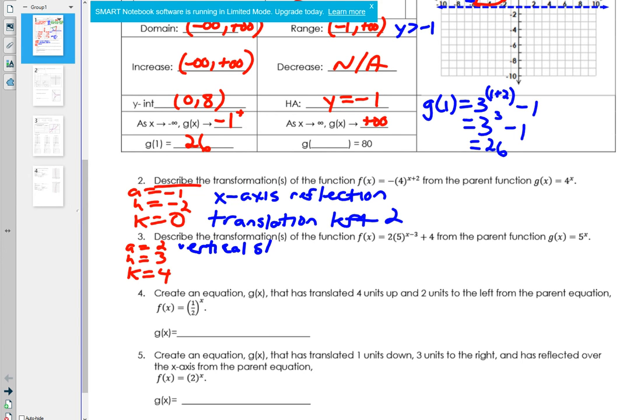Vertical stretch of 2. Sam, what's the next transformation? Very good. The right 3. And then finally the last one, Brandon. That's translation up.